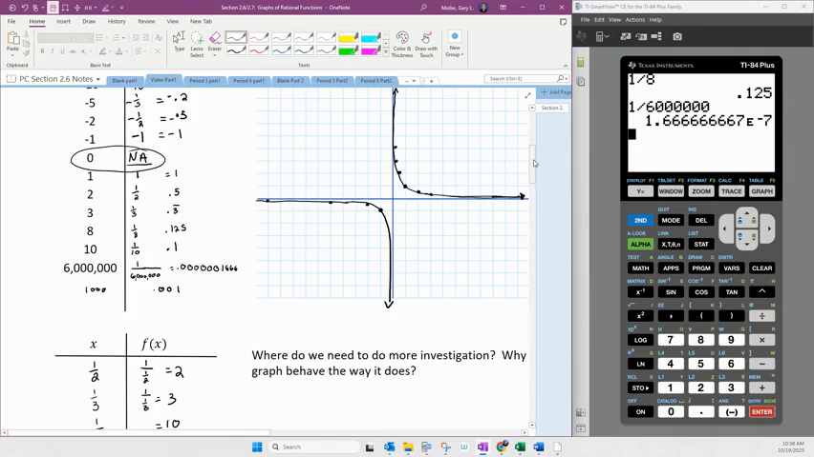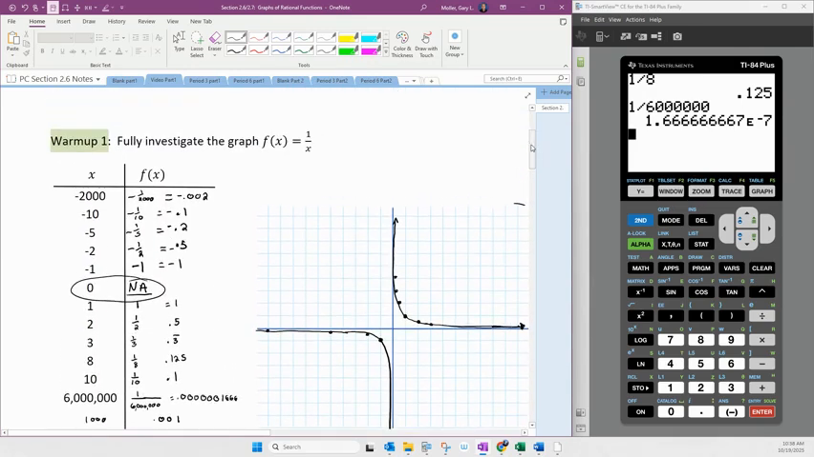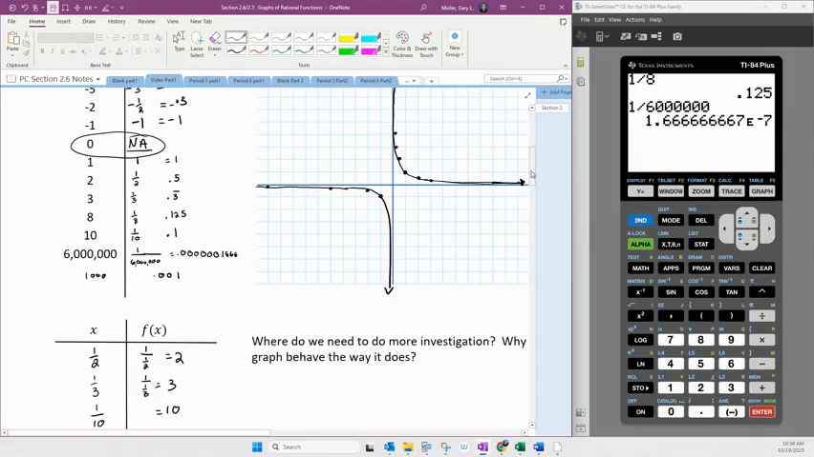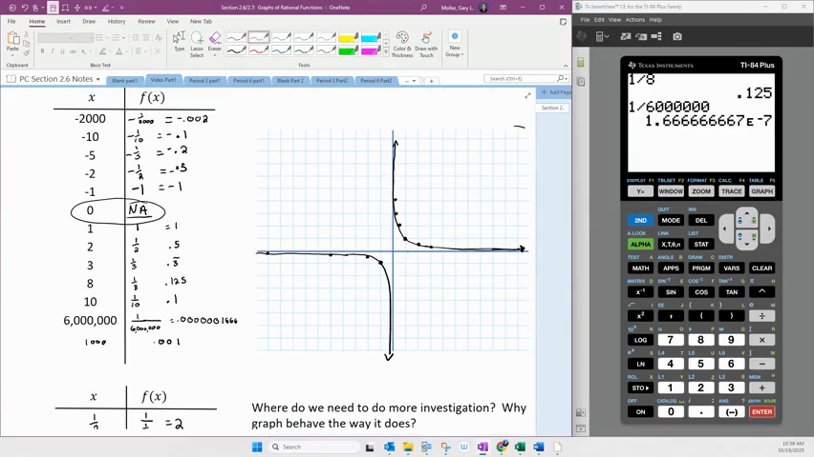All right. So let's take a look at what I've asked you to do. Fully investigate 1 over x. All right. So what have we learned here? If I was going to summarize, I would say that we have what's known as a horizontal asymptote at the axis. There's a horizontal asymptote, the equation of which is the line y equals 0. I have a vertical asymptote right here at the axis, and this is the equation of the line x equals 0.